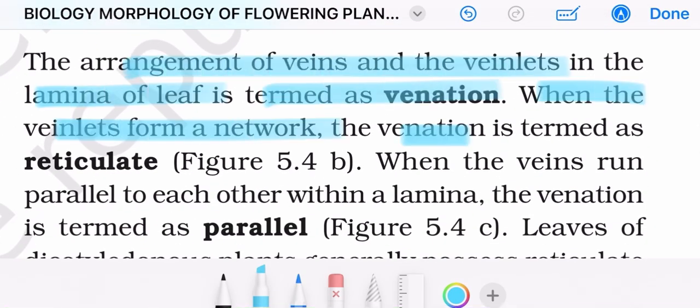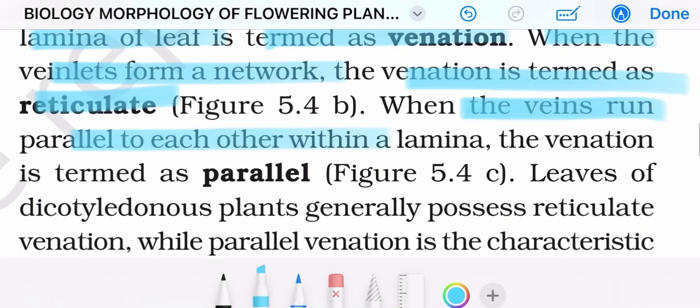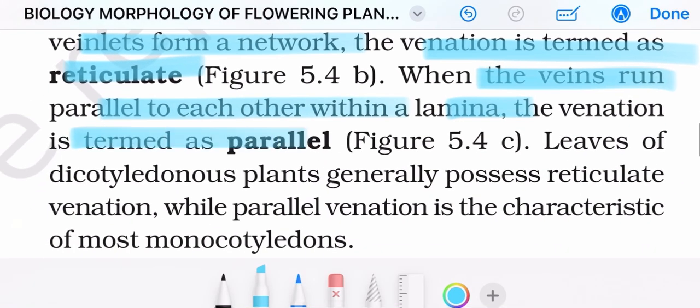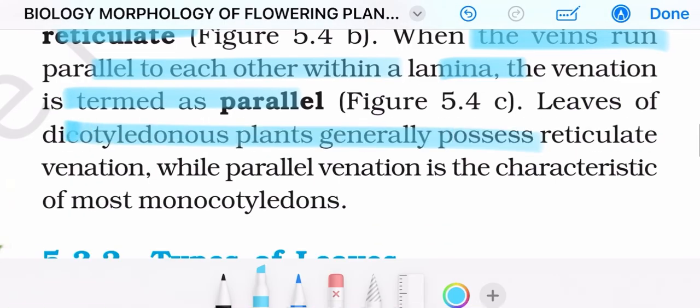When the veinlets form a network, the venation is reticulate, which is seen in dicots. When the veins are parallel to each other within the lamina, venation is parallel. Leaves of dicots possess reticulate, and parallel venation is a characteristic of monocots.